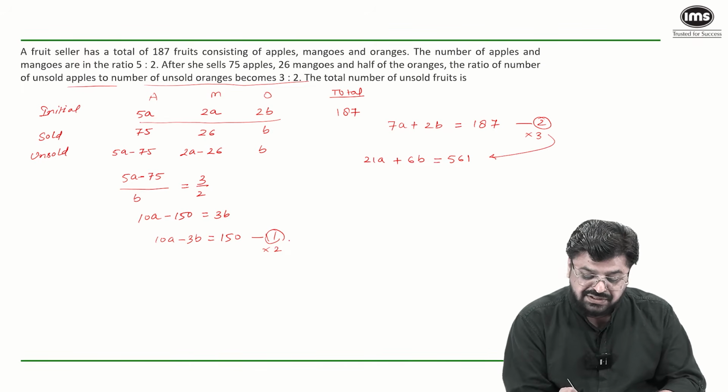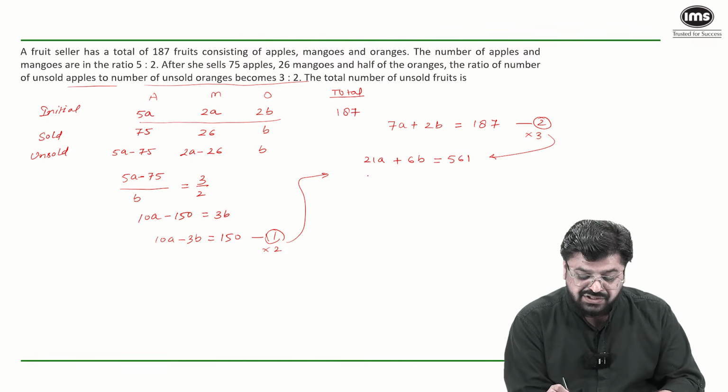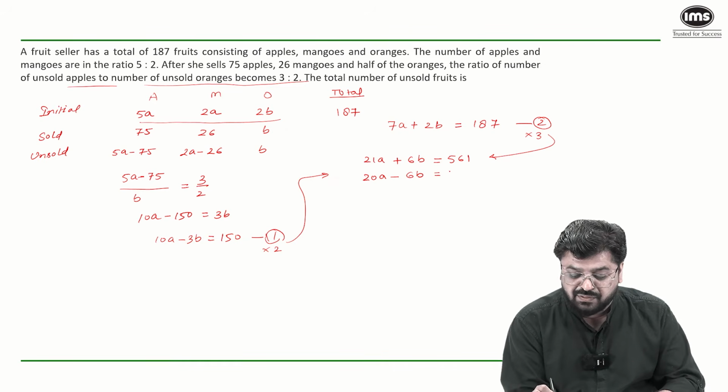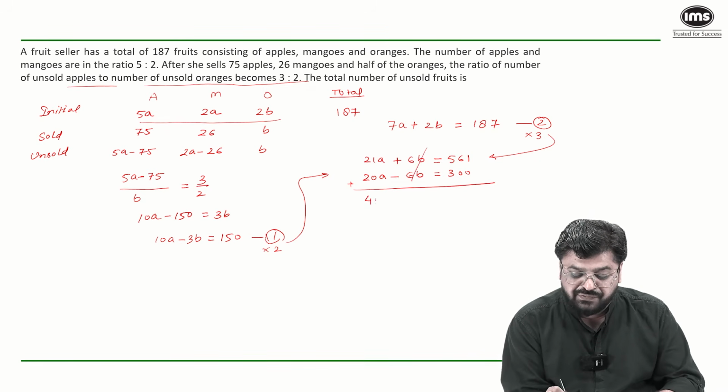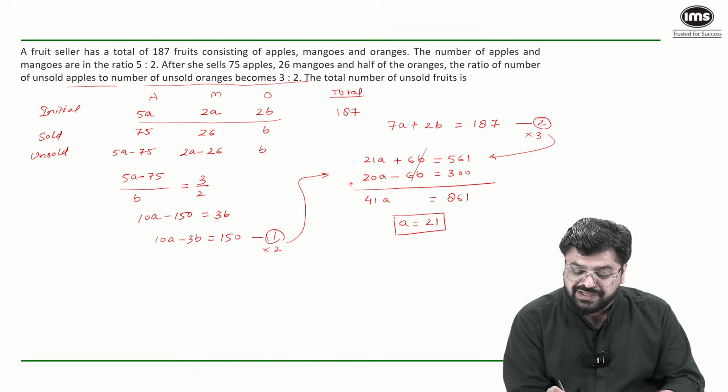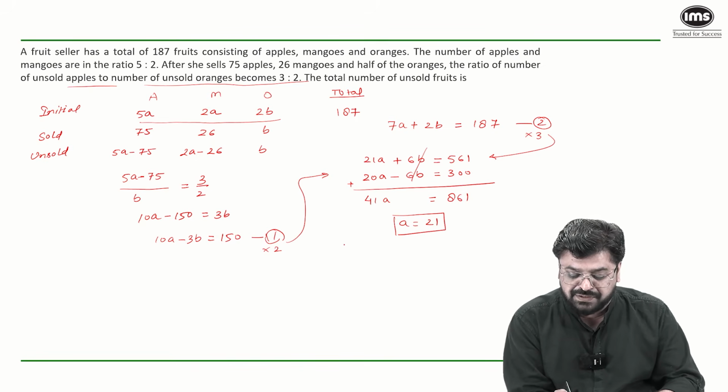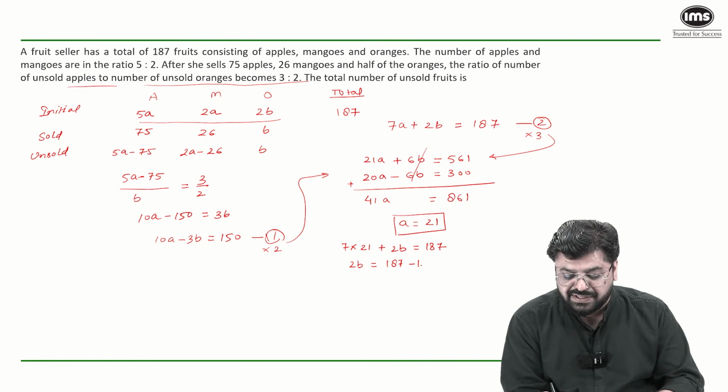From here I am getting this, and from here I'll write this: 20A minus 6B equal to 300. So if you add, B is cancelled. 41A equal to 861, or A equal to 21. Now we have the value of A. If we plug the value of A in any of the equations, let's say the first one, it is 7 into 21 plus twice B equal to 187, which means twice B equal to 187 minus 147, or B equal to 20.